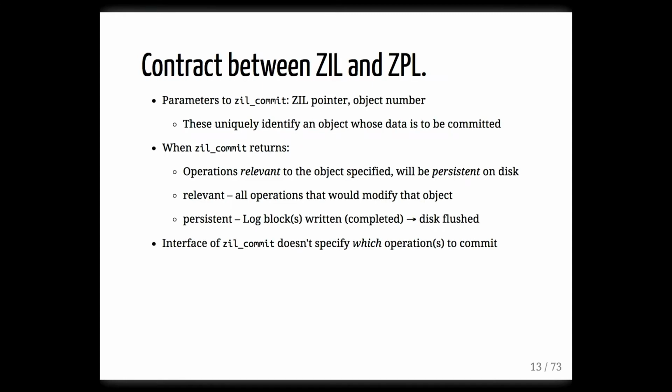The parameters of ZIL commit are such that the caller will pass in enough information to uniquely identify an object whose data is to be committed, and the contract the ZIL maintains with the caller is all operations relevant to the object specified will be persistent on disk by the time ZIL commit returns. By relevant, it means all operations that would modify that object, and by persistent, it means the operations are written to disk and the disks used for those writes are flushed. Further, we must issue the disk flush after the write's complete.